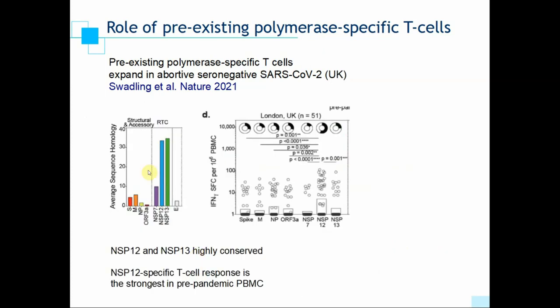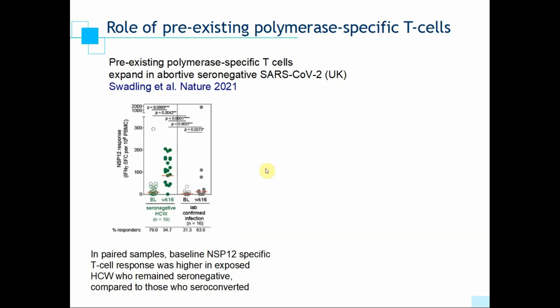So why does this happen? They think that these are pre-existing T cells because NSP12 and NSP13 are pretty much the most conserved proteins in the genome compared to other coronaviruses. And then they looked to see if they could find a specific T cell response against these proteins in PBMC samples from before the epidemic. So in 51 people in London, more than half of them have a detectable T cell response against epitopes in NSP12. So this is from seasonal coronavirus infection, and it cross-reacts with SARS-CoV-2.